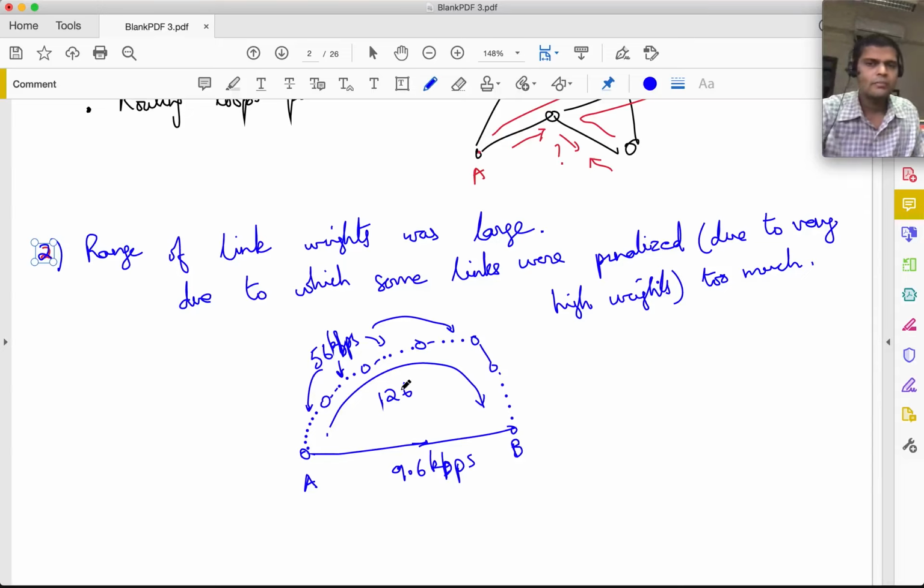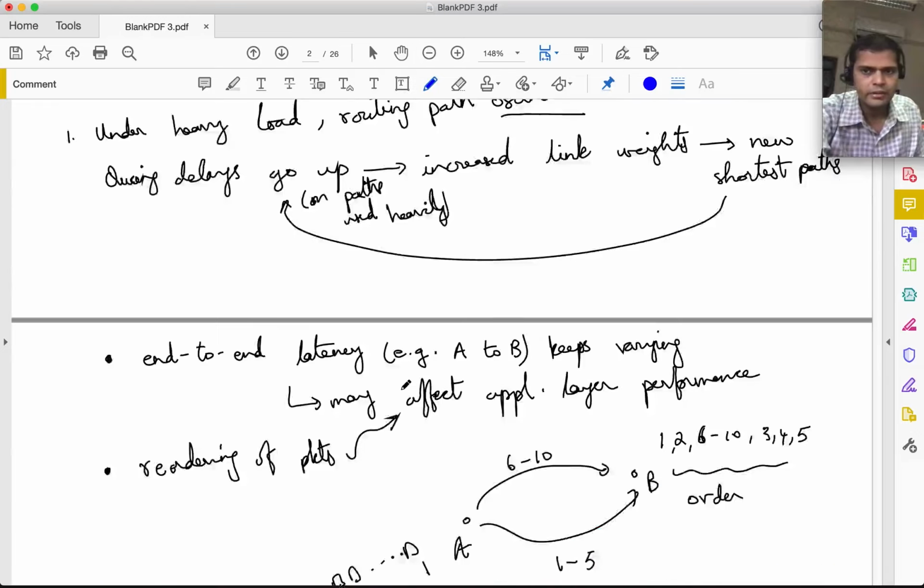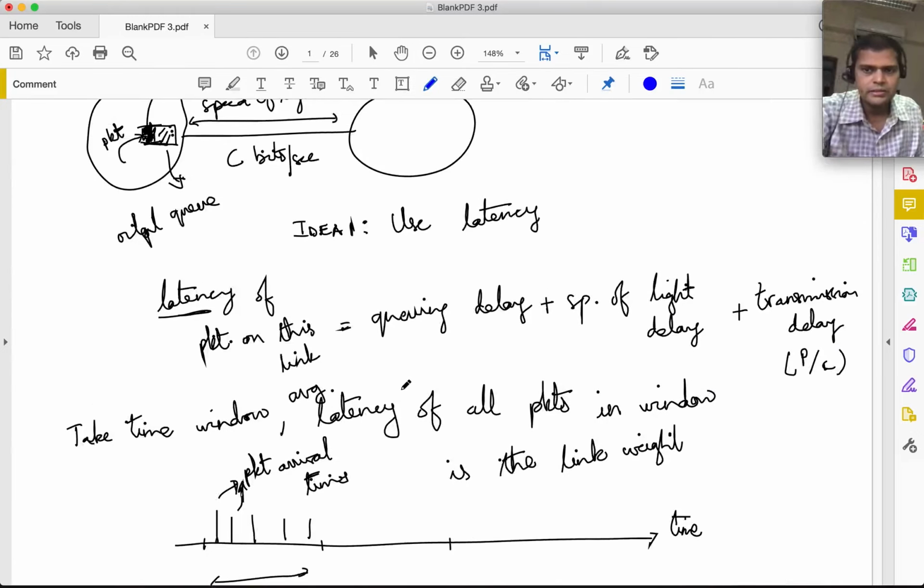If you think about it, where does this link speed come in? It comes in two places. One is in the transmission delay and also in the queuing delay. Because if the link is slow, it's going to take longer to empty a queue of a particular size.